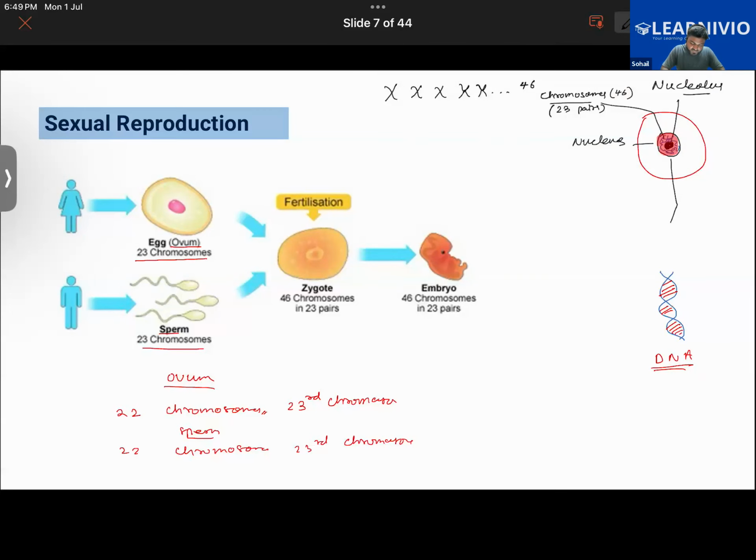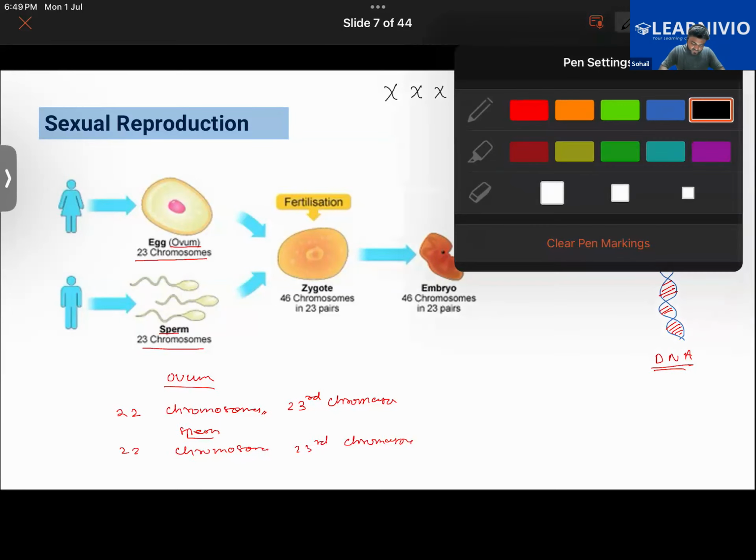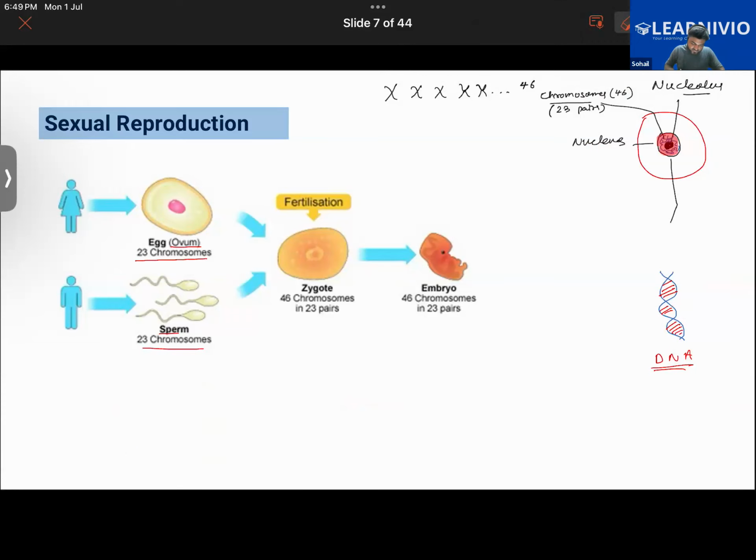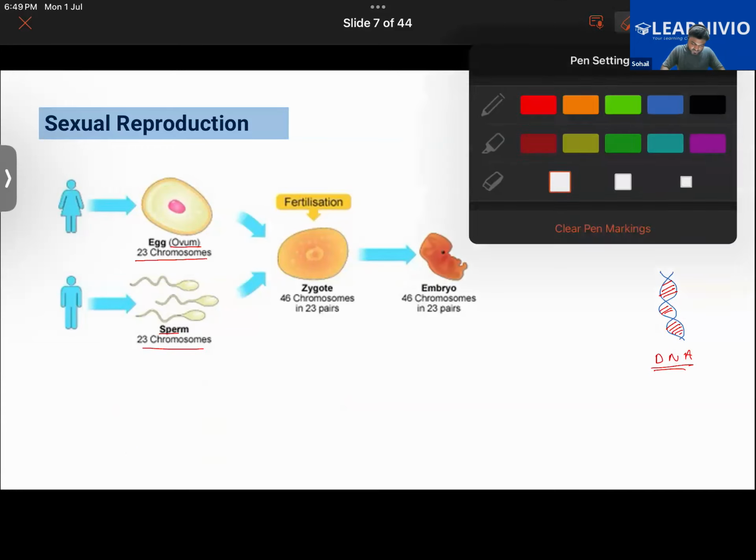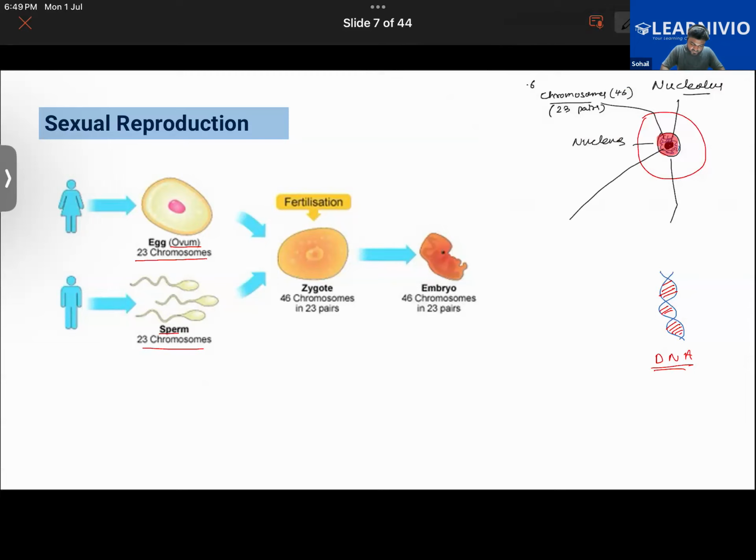So here you have this. Let me first erase some of the things over here. So here you have got this chromosome, which will somewhat look like this.